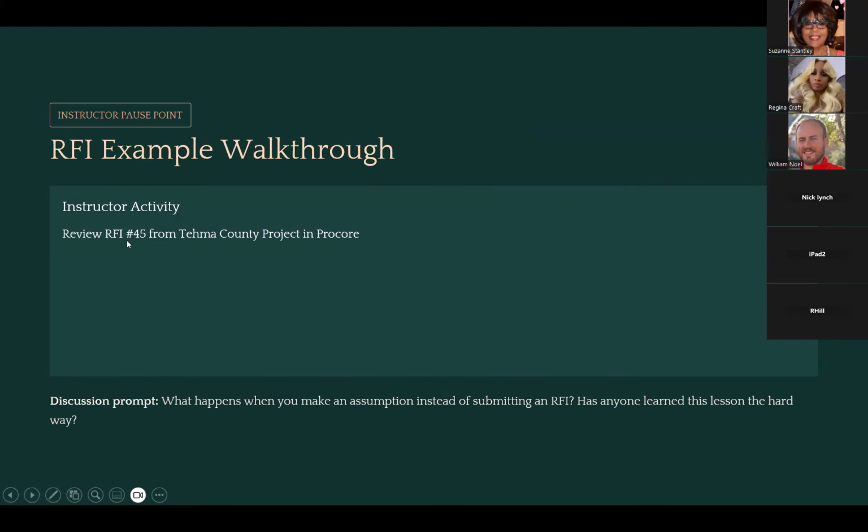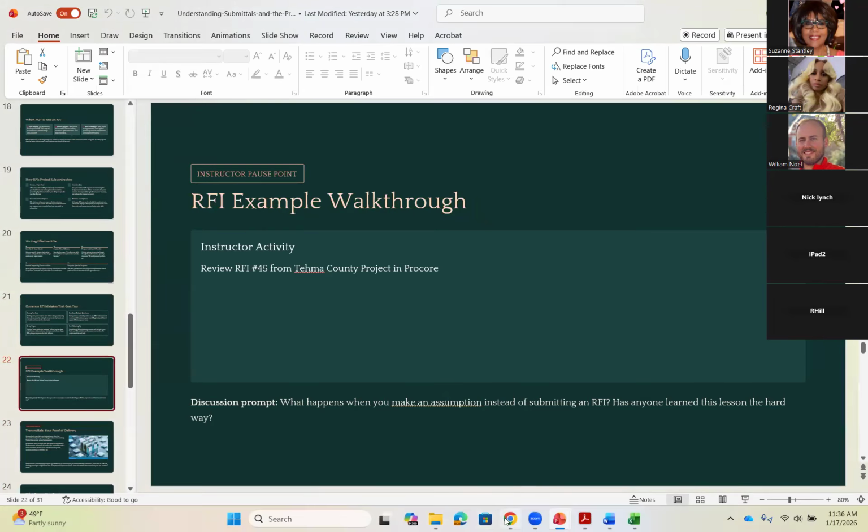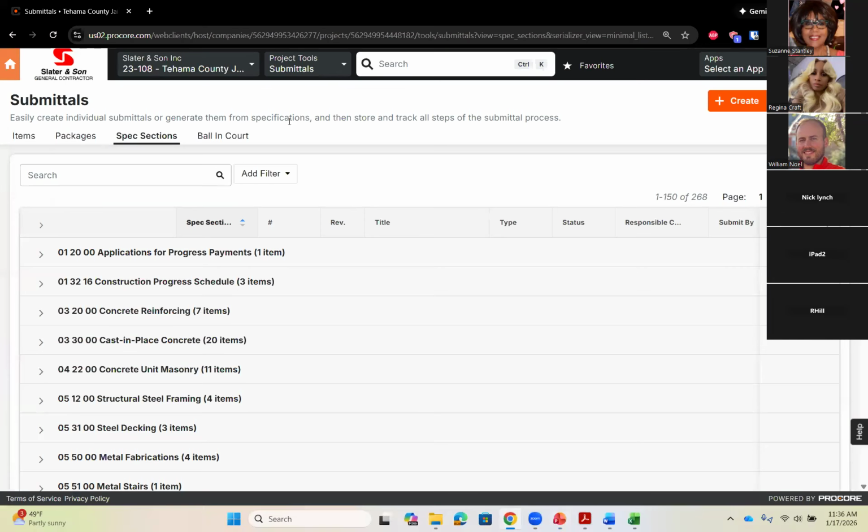All right, so I'm going to pull up Procore here, and we're going to review an actual RFI for that same project that we were looking at earlier. So RFI number 45. Let's go pull this up.